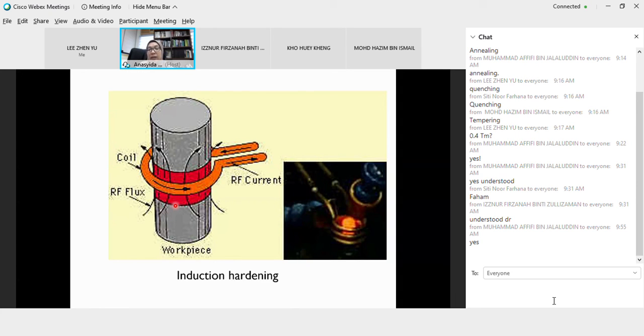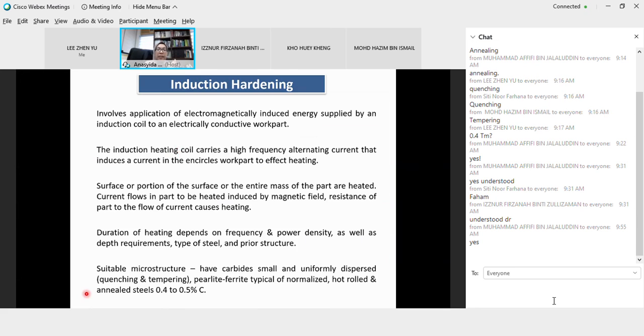So for the shaft, you need a hard surface, right? Hard surface on the outer. So your sample might be medium carbon. But you need a hard surface at the outer, so you will turn the outer surface to martensite and then you temper it. So this is the concept of induction heating. I won't actually go into details on this. You can read, it's very straightforward.